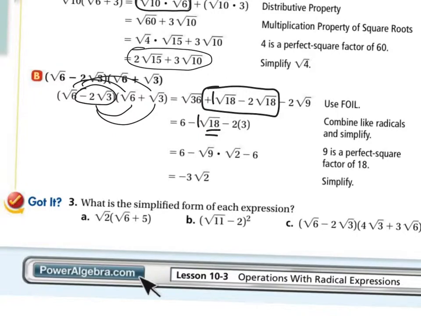And then just notice square root of 18 we can factor out as square root of 9 times square root of 2. And then this part, what they did, the 6 minus 6 canceled. They're kind of doing two things at once here. And then square root of 9 is 3. So this is what they ended up with for that one.